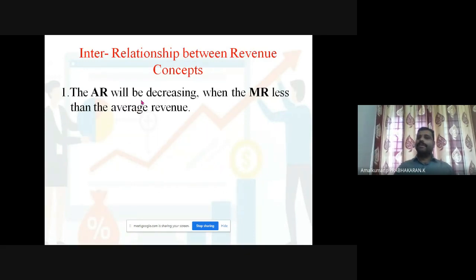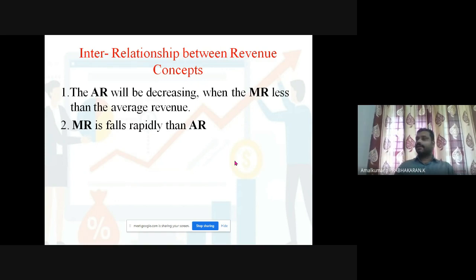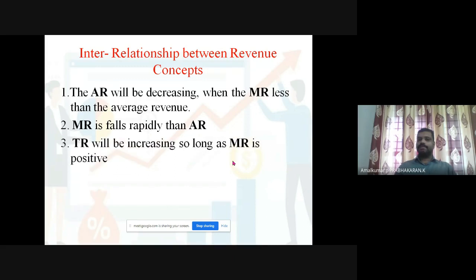The average revenue will be decreasing when the marginal revenue is less than the average revenue, and the marginal revenue falls more rapidly than the average revenue. Then the total revenue will be increasing so long as the marginal revenue is positive. This is the relationship between the revenue concepts: average revenue, marginal revenue, and total revenue.